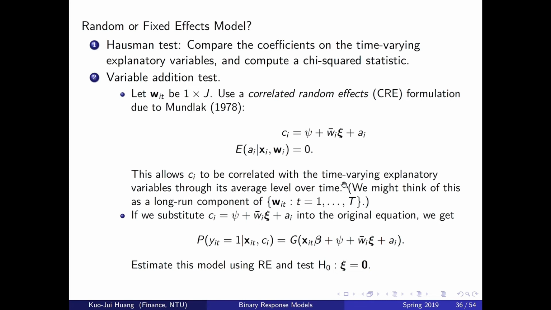And then we can substitute this term into our original model and get this. We can estimate this model using the random effects model and test the null hypothesis that c equals 0. If it rejects the null hypothesis, then Ci has correlation with the time-varying independent variables. Therefore, the fixed effects model should be used.